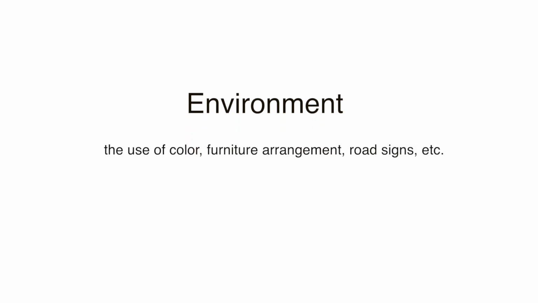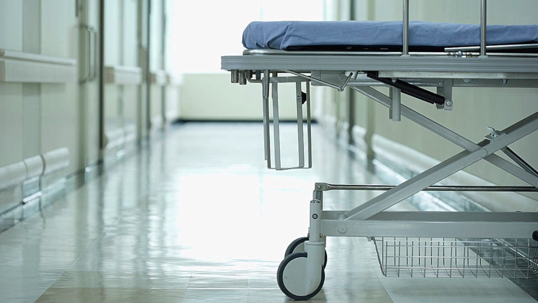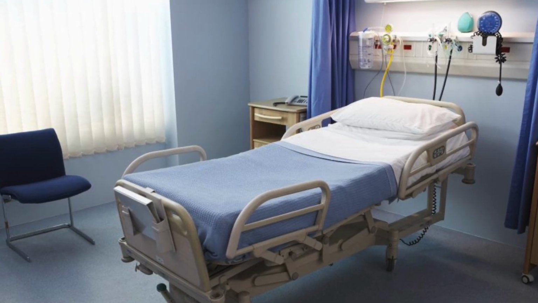The last one is environment. This includes the use of color, furniture arrangement, road signs, and many more things. For example, in hospitals, the color red or bright orange is rarely seen, for they are too exciting for a place where calmness is preferred.